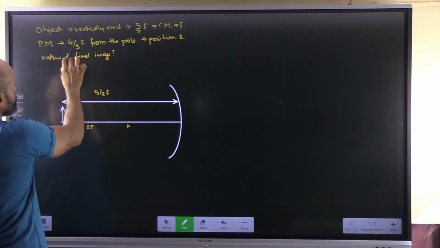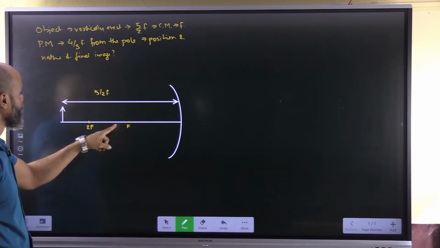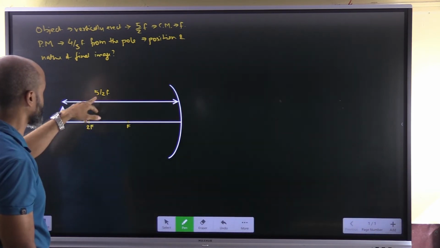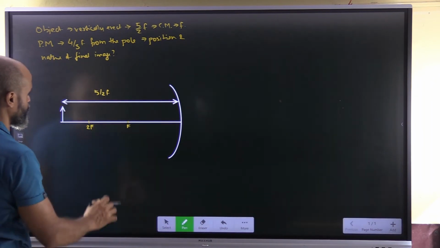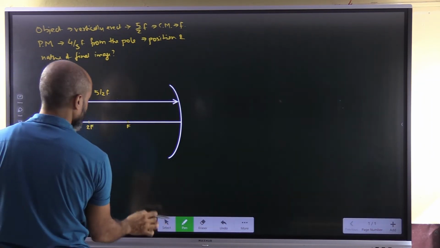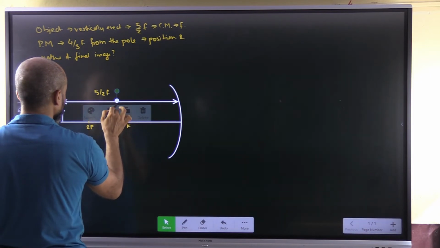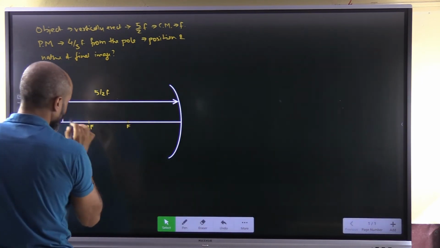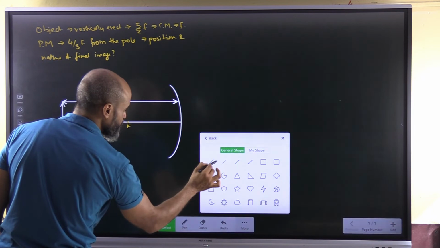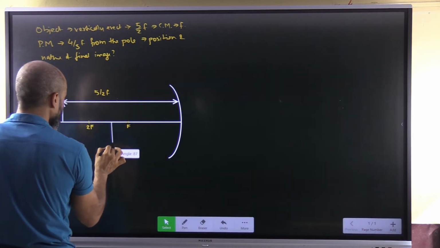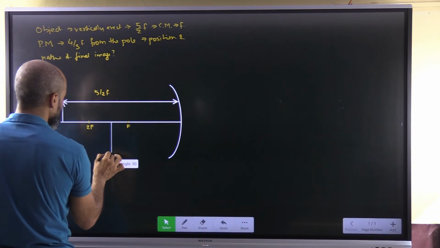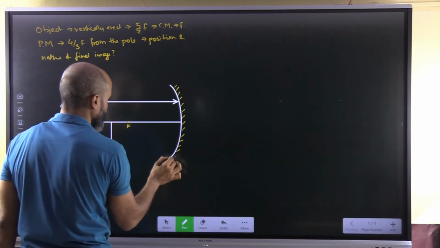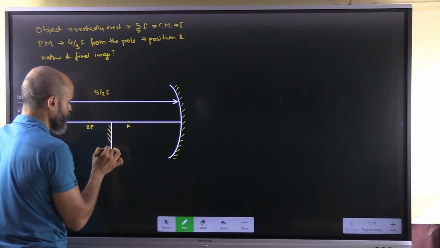Now the plane mirror is placed at a distance of 4 by 3f. So obviously it will be in between these two. See, 5 by 2f obviously is greater than 2f itself, which means that it will be beyond the center of curvature. Okay, so this will be the object. Now the plane mirror is placed somewhere here, and this is facing the concave mirror. So we place the plane mirror here. This is basically the concave mirror, and this happens to be the plane mirror facing the concave mirror.